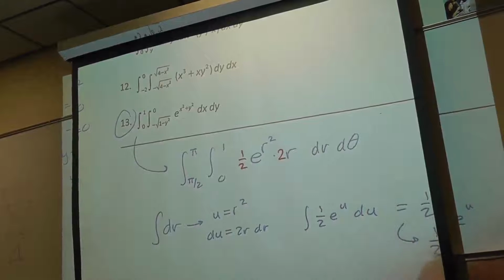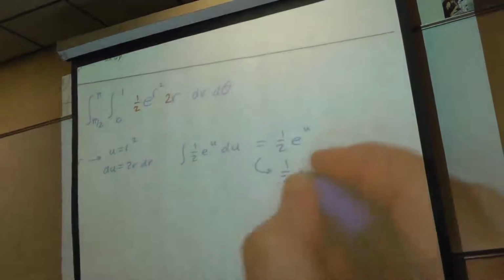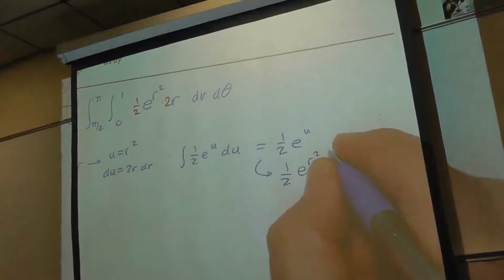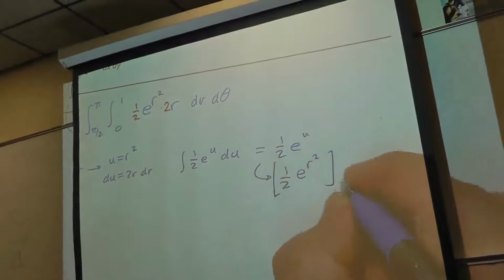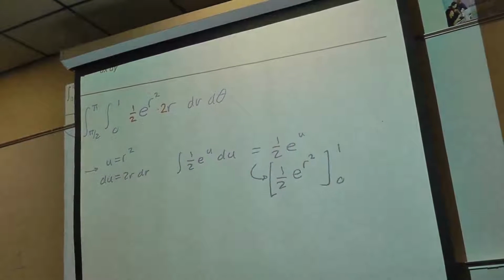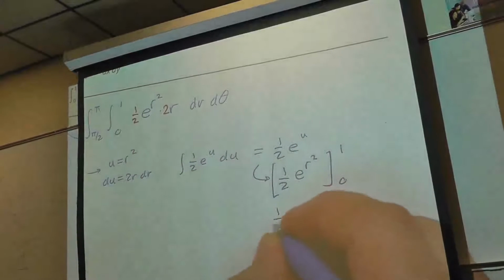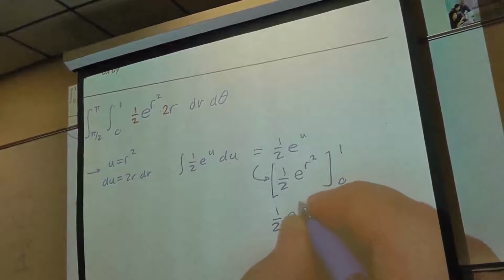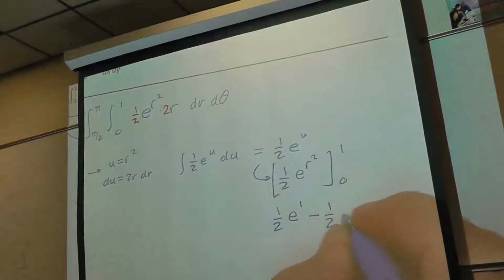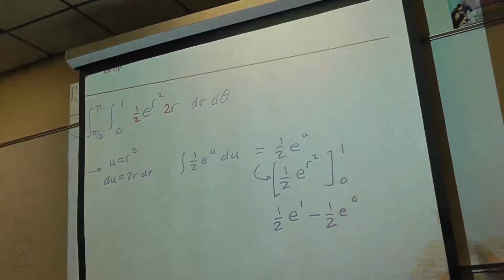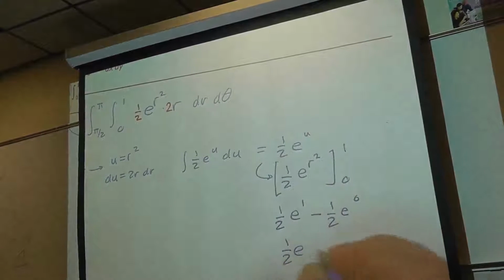I'll go ahead and not make Nick panic anymore. 1/2, not 2. Not just Nick, but all those others. So undo your u if you want to, and then plug in your r limits. Your r limits are from 0 to 1, so you get 1/2 e to the 1 minus 1/2 e to the 0, which is really just 1/2 e minus 1/2.